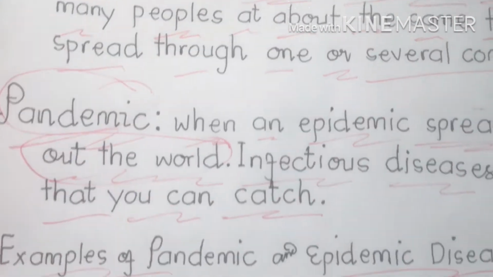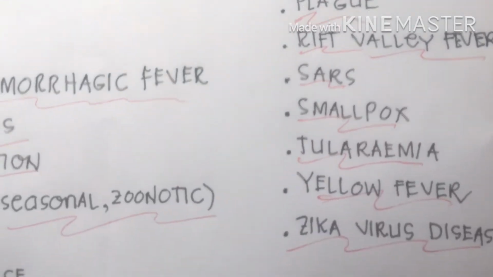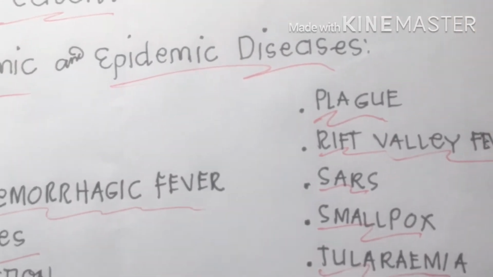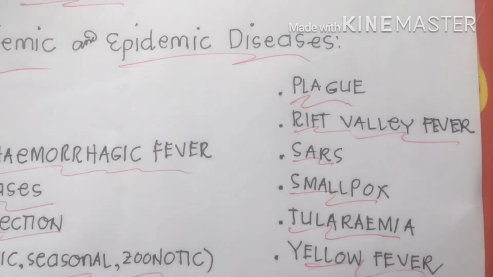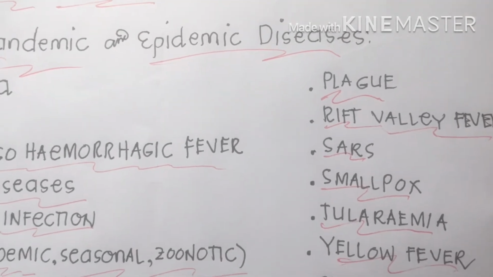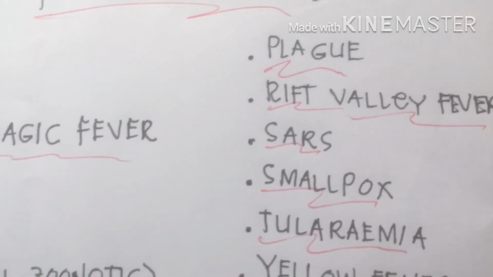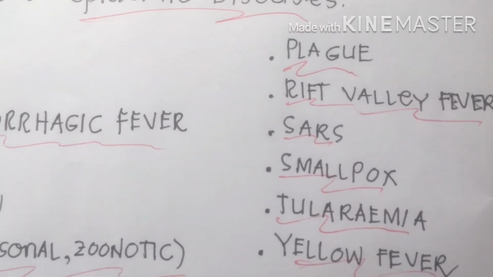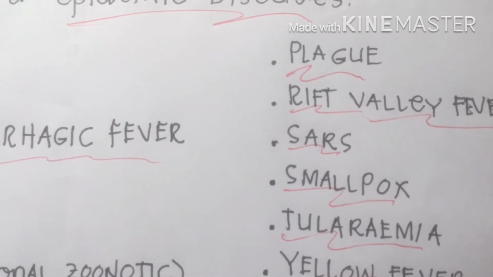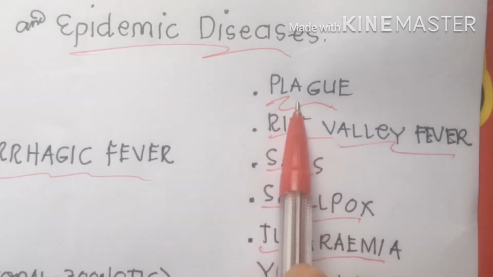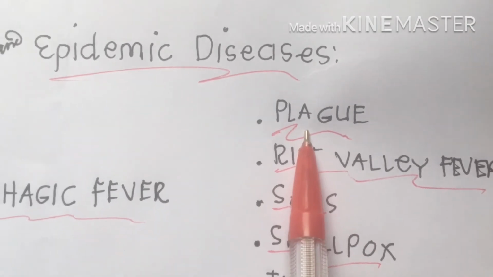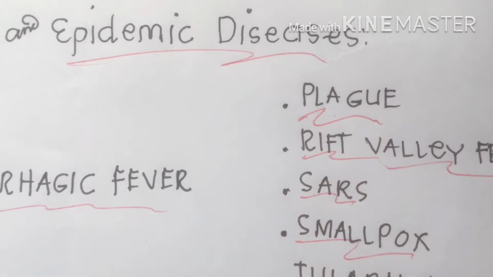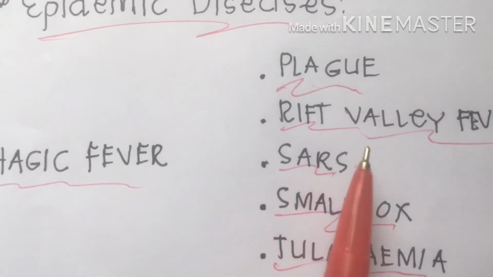So now we are going to tackle examples of these particular diseases. Say, for example, the word plague. What do you mean by this? This plague, or bubonic plague, means a disease from animals. It may come from rats, for example rat urine. This is what we call a bubonic plague.